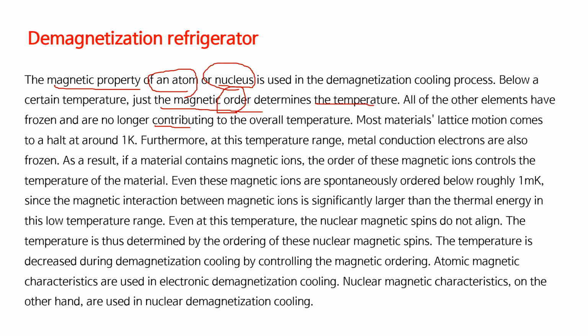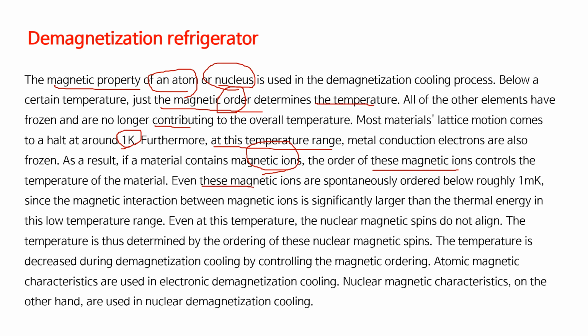Most materials' lattice motion comes to a halt at around 1 Kelvin. Furthermore, at this temperature range, metal conduction electrons are also frozen. As a result, if a material contains magnetic ions, the order of these magnetic ions controls the temperature of the material.